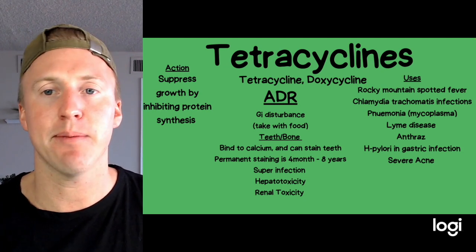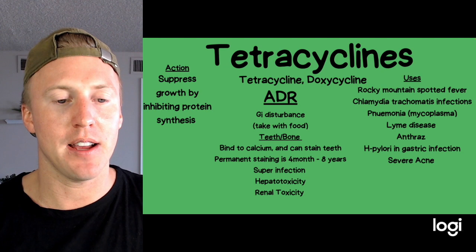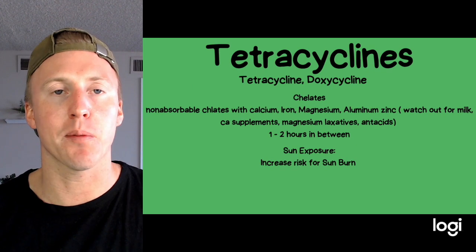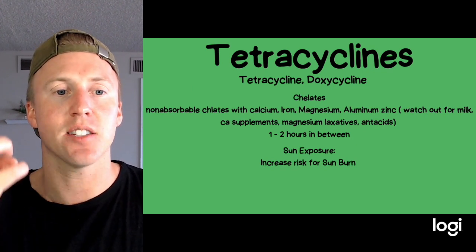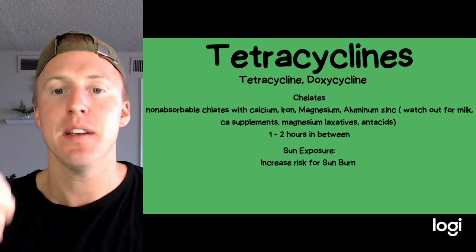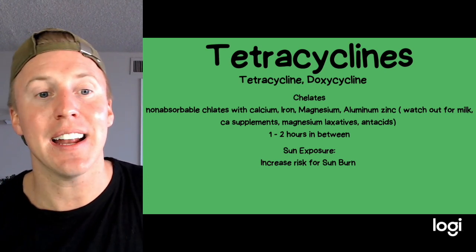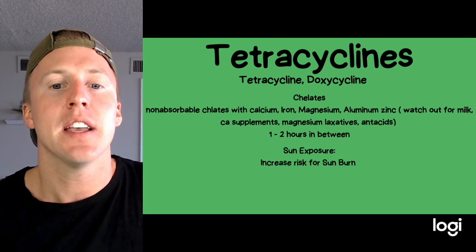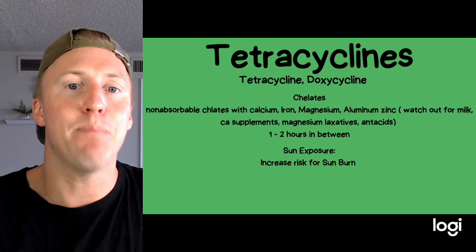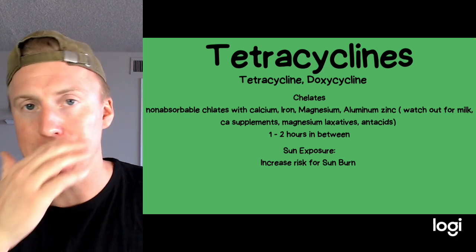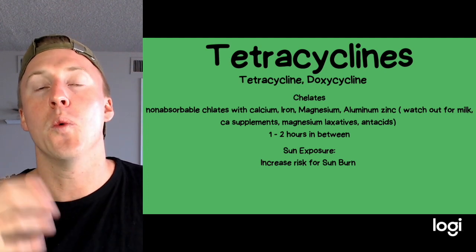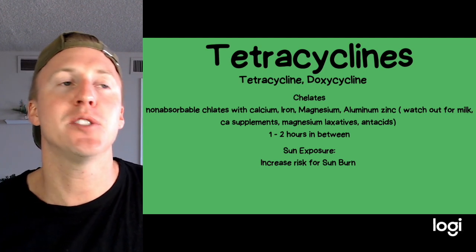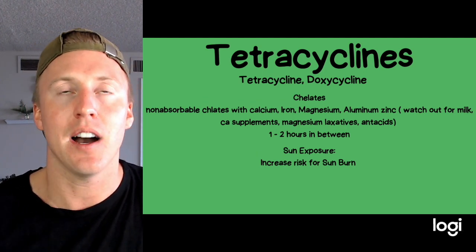Now, some other things that can happen with tetracyclines are superinfections, hepatotoxicity, and renal toxicity. Tetracyclines can also form non-absorbable chelates with calcium, iron, magnesium, and aluminum. Now, why does that matter for your patient? Well, anything that has calcium, like our dairy products, things that have magnesium, like some of our antacids or laxatives, can bind with this tetracycline. We don't want that to happen. So in general, when we're giving tetracycline with any of these compounds, we want to wait at least an hour or two in between taking them because we don't want it to bind with the calcium, magnesium, aluminum, and iron.